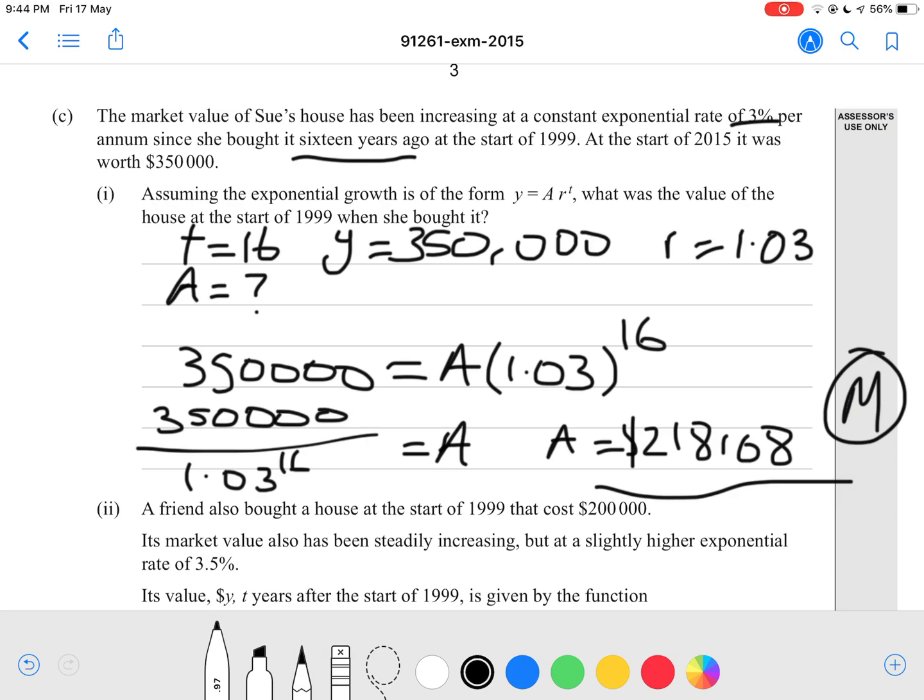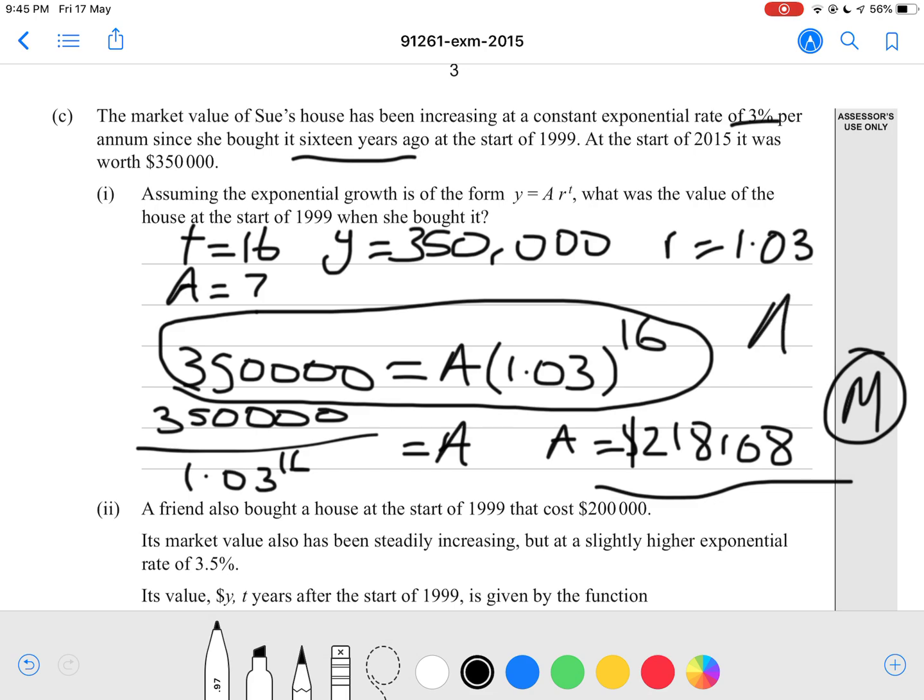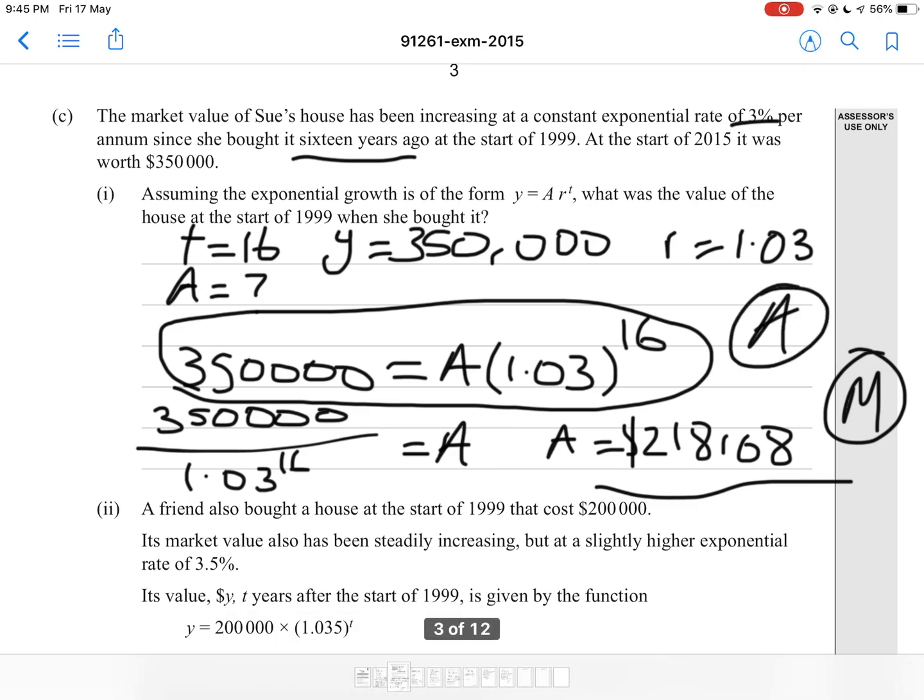To get the achieved grade, okay, we're just setting up the model basically. So setting up an equation will get you an achieved, okay? Alright, next question.